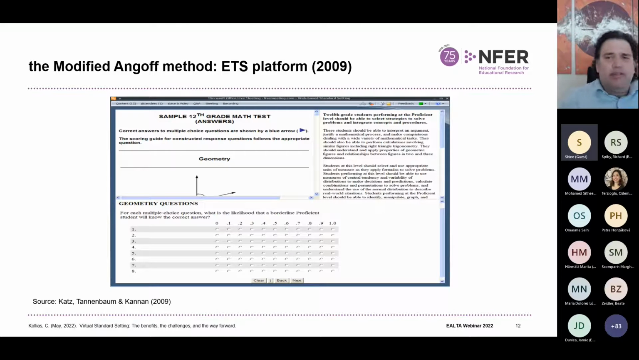Many organizations have created their own virtual standard setting platforms. Here's ETS back in 2009 with their virtual workshop using the modified Angoff method to set virtual math cut scores. This is probably one of the first virtual platforms, considering it was 13 years ago. I wasn't familiar that it was actually being done back then until I read the article.